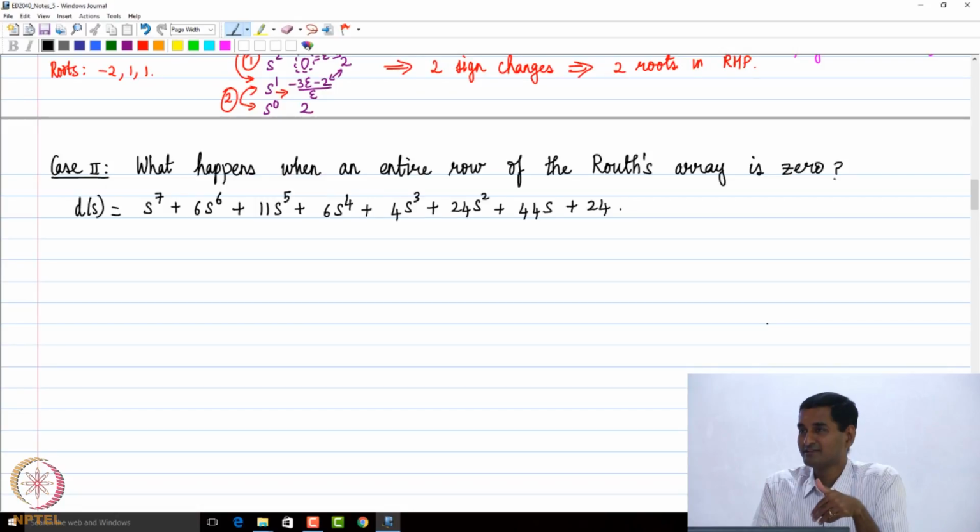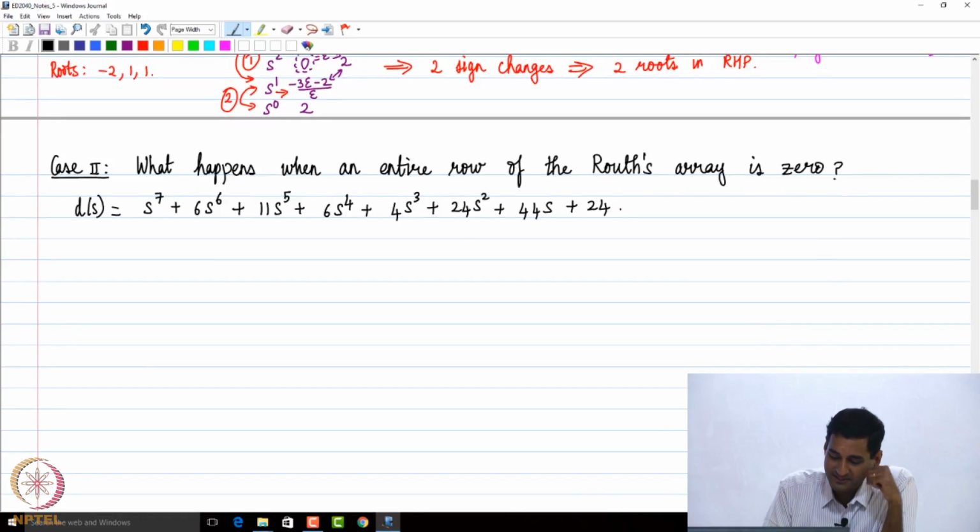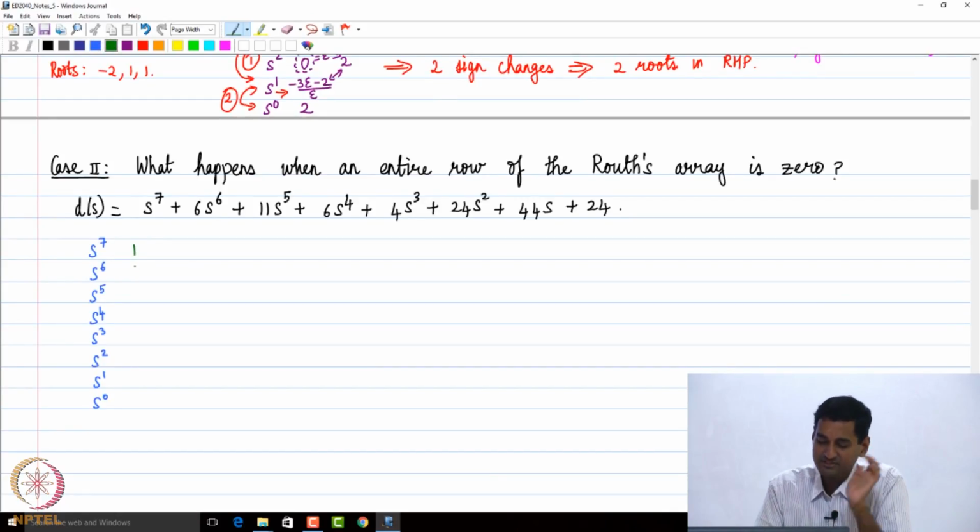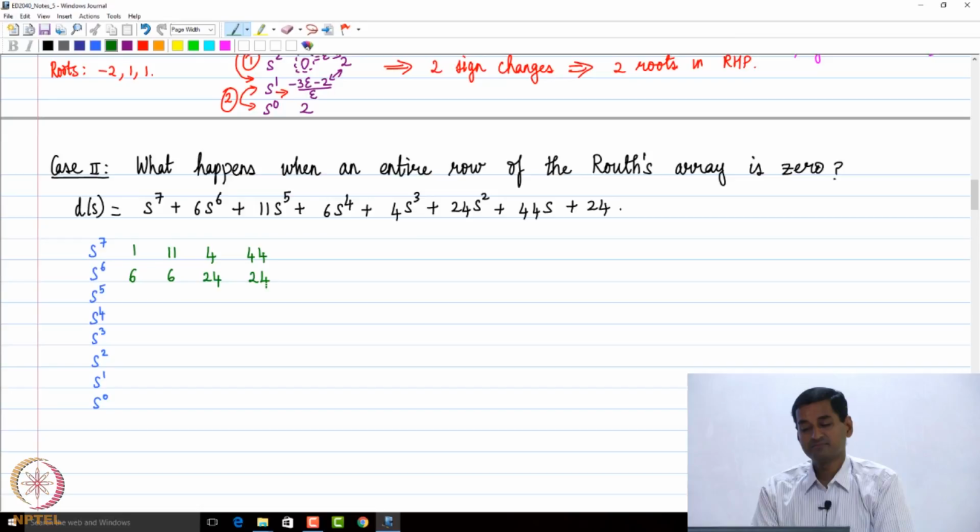Ultimately, this course is not about general math. How do we apply those mathematics to control design? That's what we are interested in. So let's construct the Routh's array and see what happens. Let's write down the powers of s, and you help me in constructing the Routh's array. We fill in the entries in the first 2 rows: 1, 6, 11, 6, 4, 24, 44 and 24.